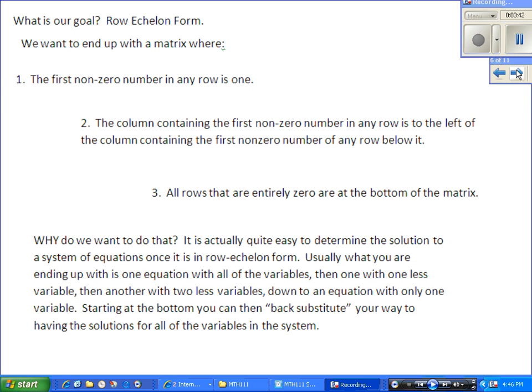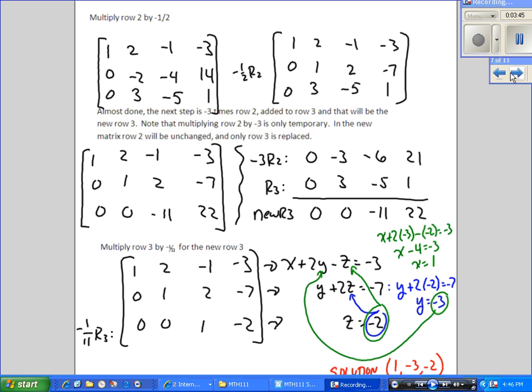Let's go back to our example here. Okay, so this is where we were. Now I want the first non-zero number I hit in each row to be a 1. So what I'm going to do is take row 2 and multiply it by -1/2. So divide it by 2 and change the signs. That gives me this new row 2. Haven't changed row 3 or row 1.